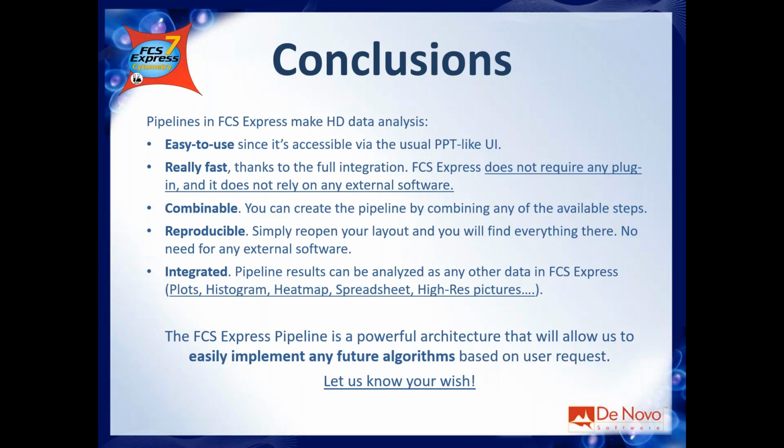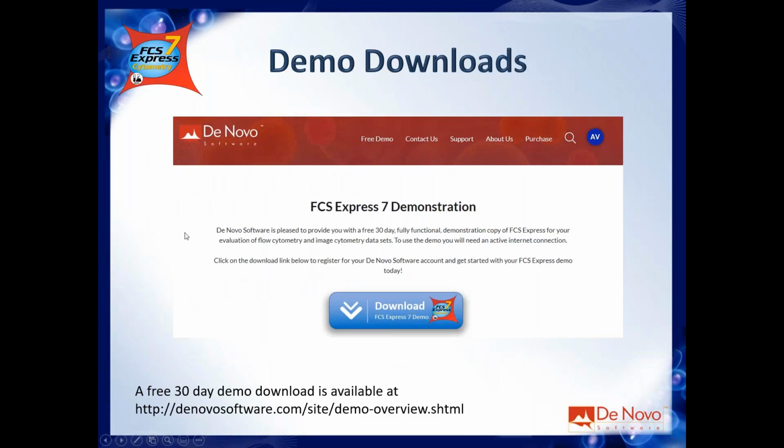And then you have the ability to combine multiple steps. It's really reproducible because everything is saved, and it's integrated because if you want, you can run the pipeline and then access the spreadsheet. We will not have time to see this, but you can access the spreadsheet, create heat maps, charts, bar plots, whatever. Everything inside FCS Express.